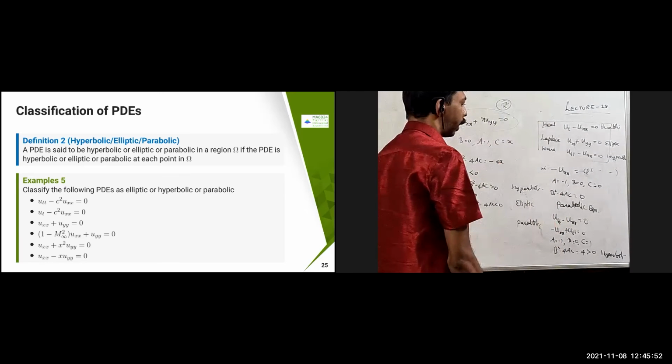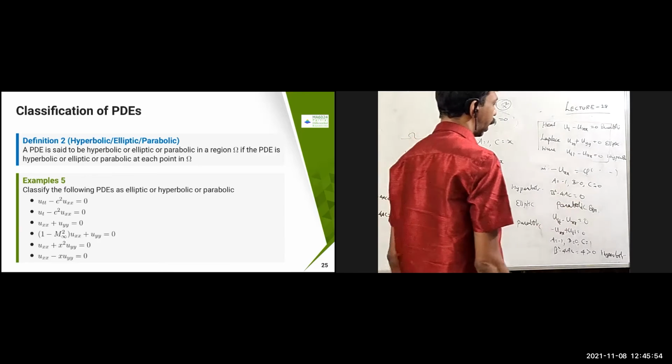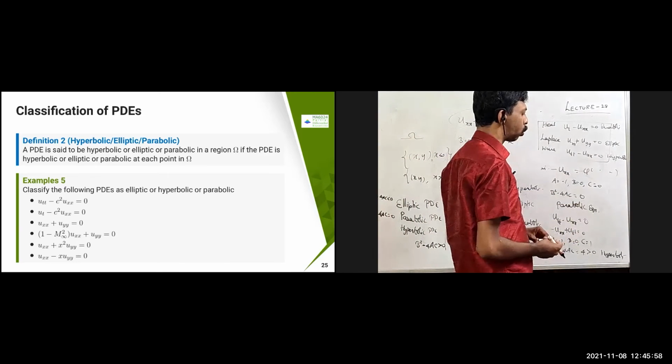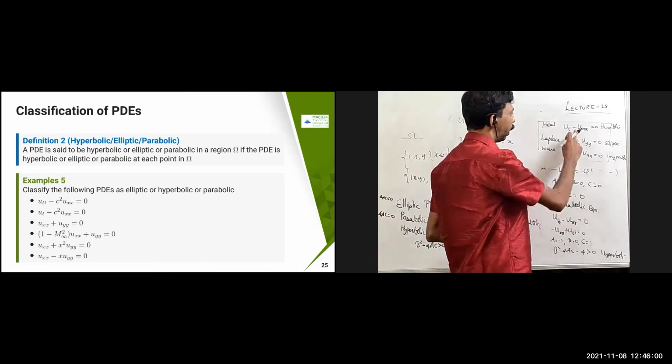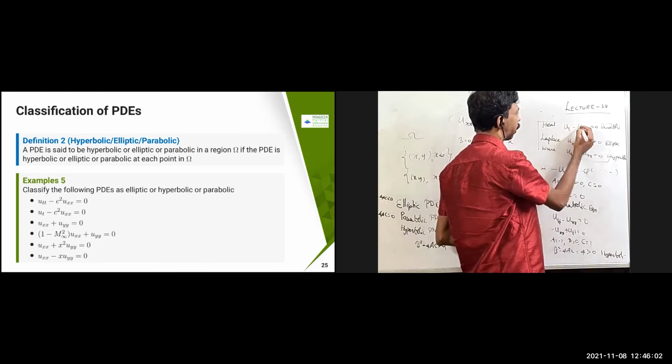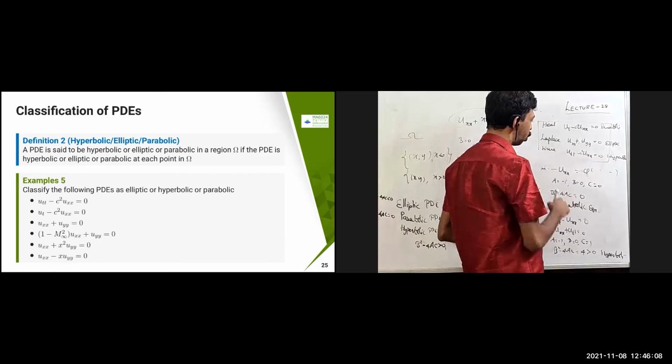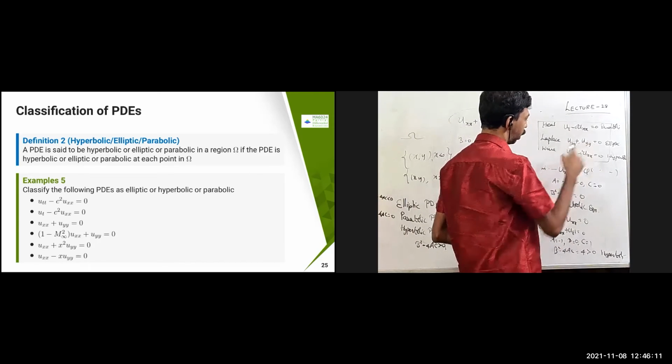So you can classify the following PDEs as elliptic or hyperbolic or parabolic in a similar way. The first three I have already classified. Instead of minus uxx, here c square is there, everywhere I have c square. Only these two differ, so this problem I have already discussed, it is elliptic.